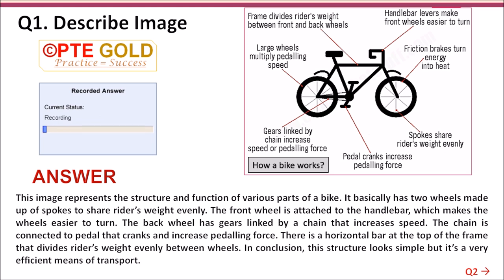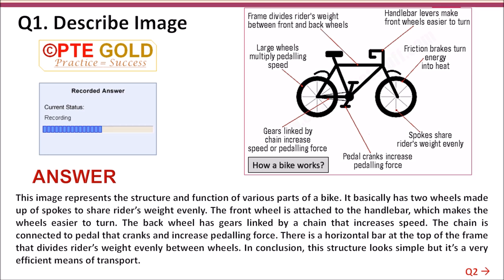This image represents the structure and function of various parts of a bike. It basically has two wheels made up of spokes to share the rider's weight evenly. The front wheel is attached to the handlebar, which makes the wheels easier to turn. The back wheel has gears linked by a chain that increases speed.